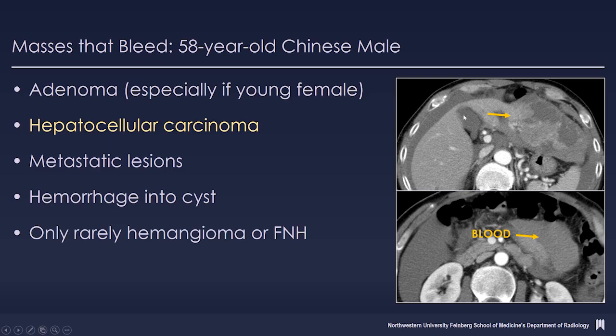In contrast, here's another example. So in this case, it looks identical, although in a different part of the liver, in this case the left lobe, associated blood because of acute bleeding, but the demographics were different. 58-year-old Chinese male, so as opposed to an adenoma, you think hepatocellular carcinoma, which is what this proved to be.